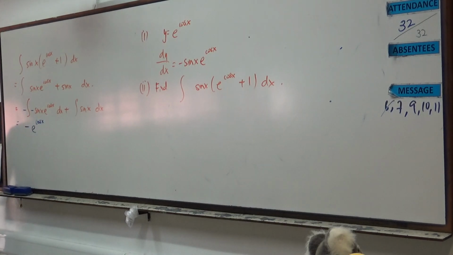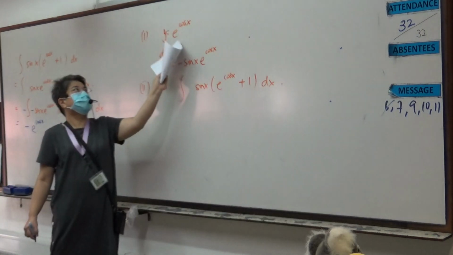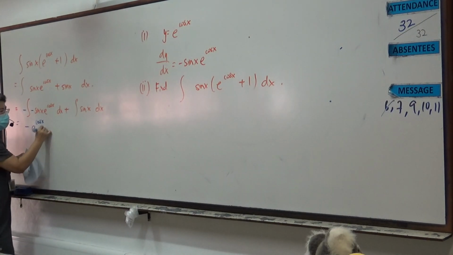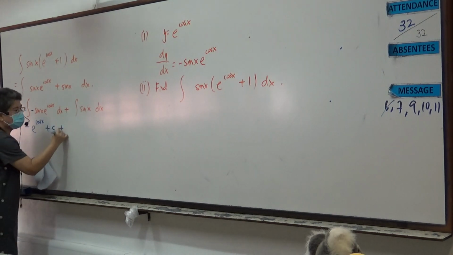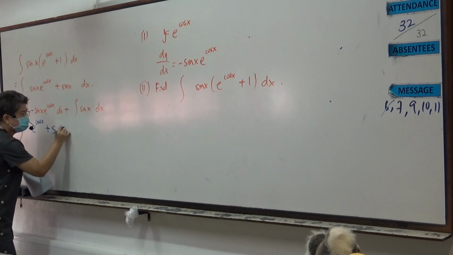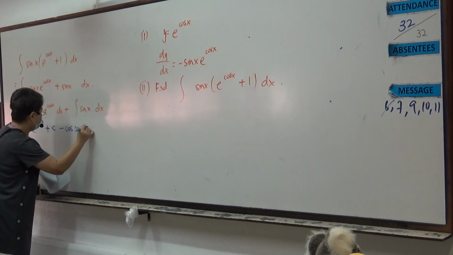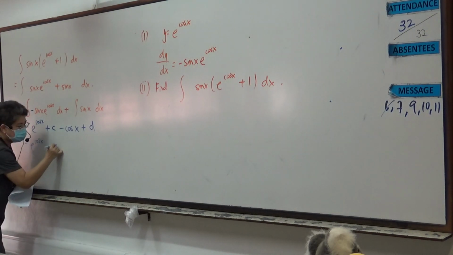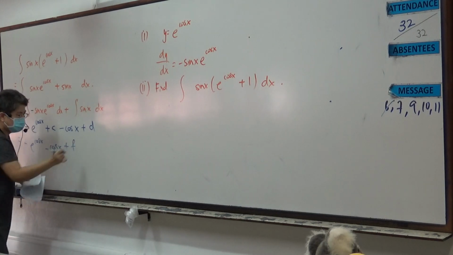Okay. So this one will be negative e cosine x, right? Because when I integrate this one, it's this one. So there's still a negative sign, correct? Negative e cosine x plus c. This one, sine x, when I integrate, it becomes what? Correct? So, what is this answer? Negative e cosine x minus cosine x plus f.